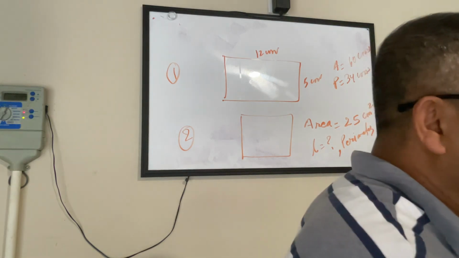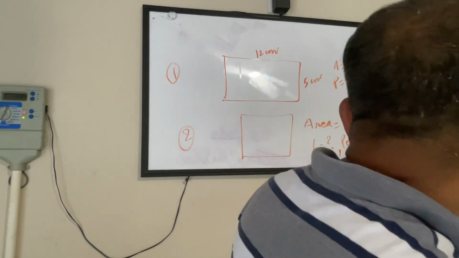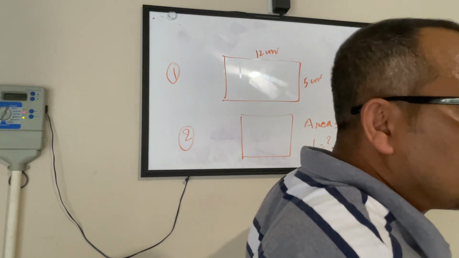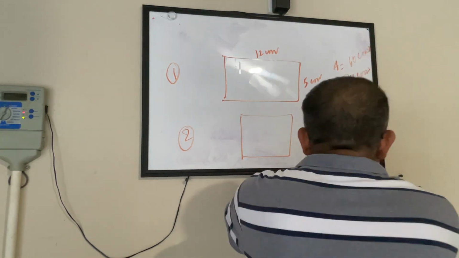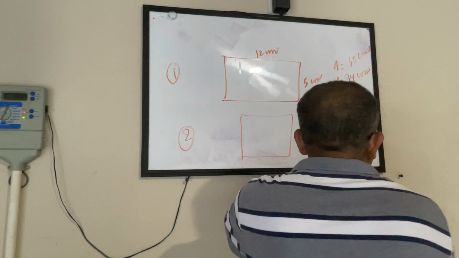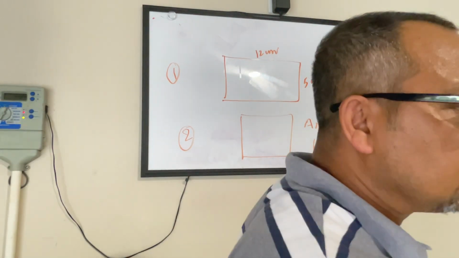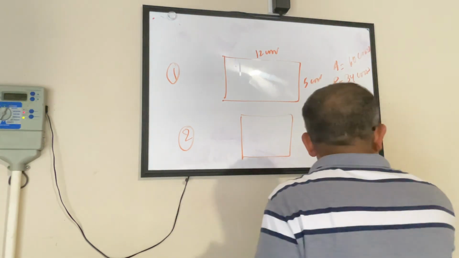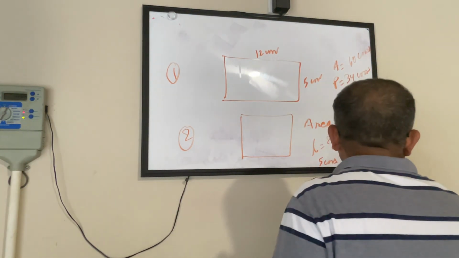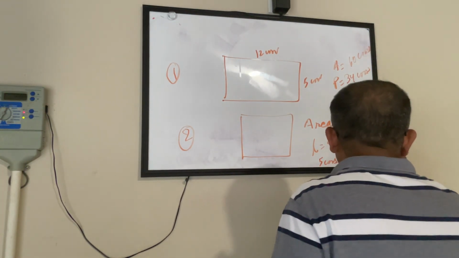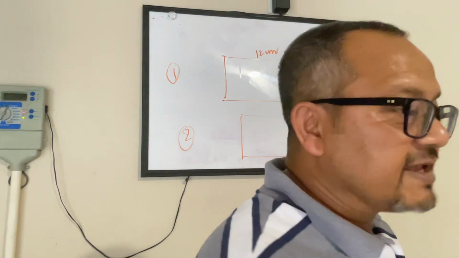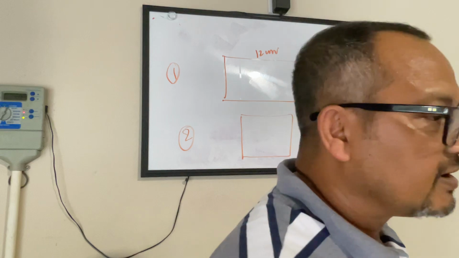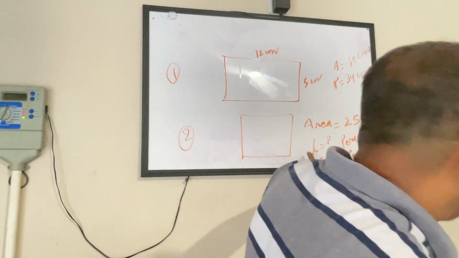I have the answer for the second question. You have the answer for the second question? What is it? The length is 5 centimeters. Okay, and what is the perimeter? The perimeter is 10 centimeters. Okay, very nice. 20 centimeters. Okay. Anybody has a different answer?